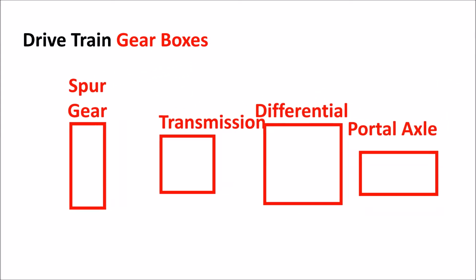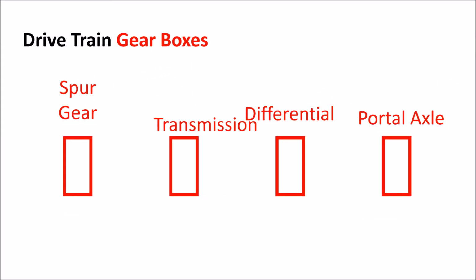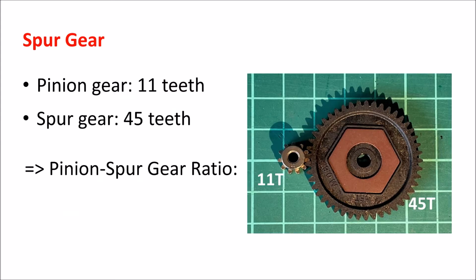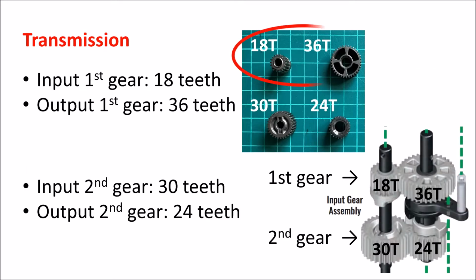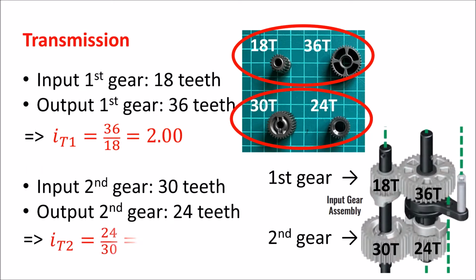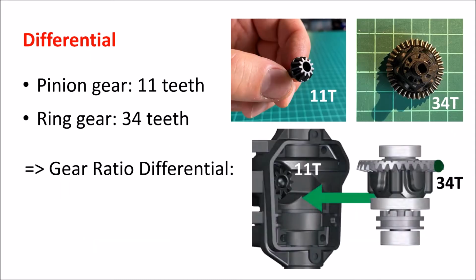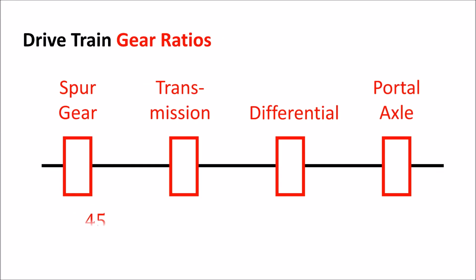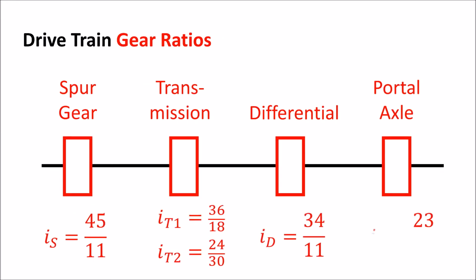The gearboxes of the drivetrain between the motor and one wheel include the pinion spur gear, the main transmission, one differential, and one portal axis. In the following you see how the overall gear ratio of the drivetrain can be computed.